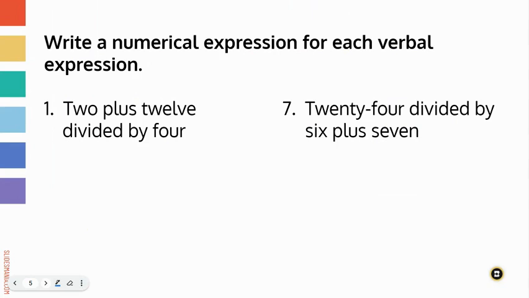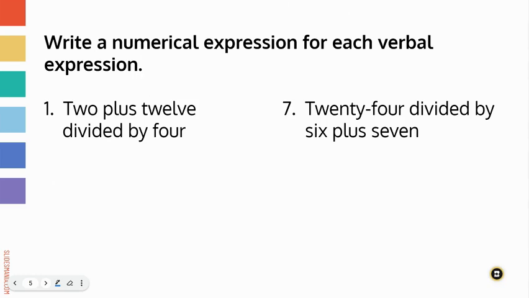Okay, let's get into our examples. So I want to write a numerical expression for each verbal expression. So we're going to change the verbal words into numbers and operations. So this is number 1 on your page, so you can write it right in the spot for number 1. So 2 plus 12 divided by 4.